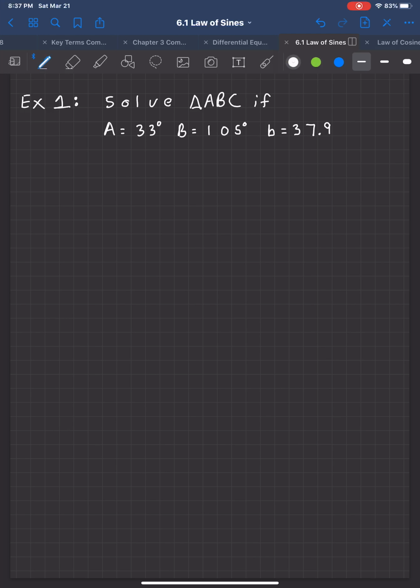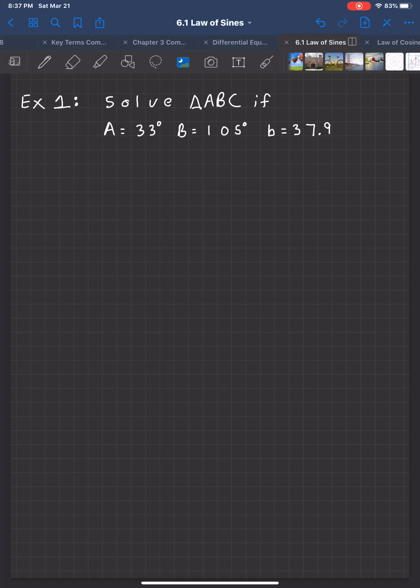Ready? So let's do this. Let's have a playbook, a recipe for how we're gonna do this. Okay. So notice example 1. It says solve triangle ABC if, and here we go, you're given angle A, angle B, and little b. Okay. Now here's my suggestion. Until you get good at this.